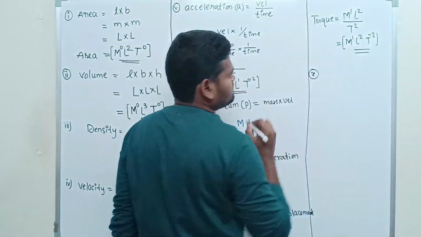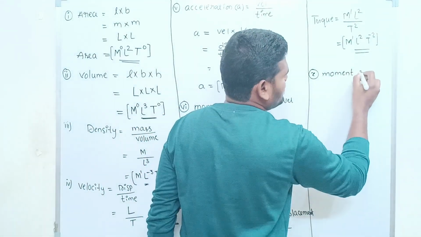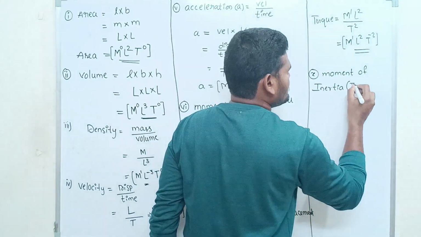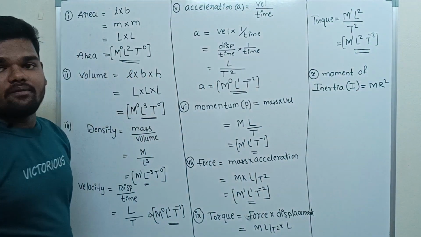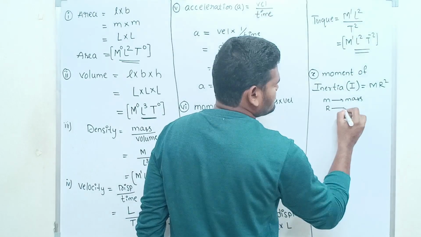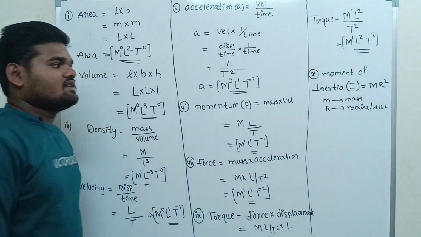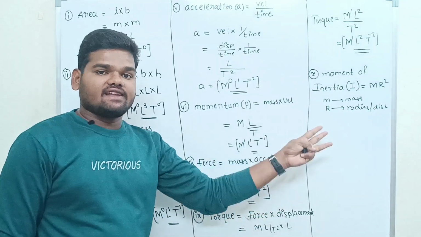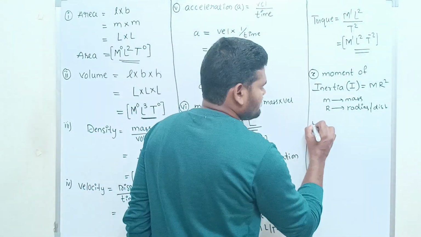10th one. The 10th one is moment of inertia. The moment of inertia can be represented by capital I, that is equal to mr square. I is equal to what? Mr square, where m tends to mass and r tends to radius or distance, whatever it is. Okay. So write the dimensional formula for moment of inertia. 3, 2, 1. Pause the video and try this. Go.